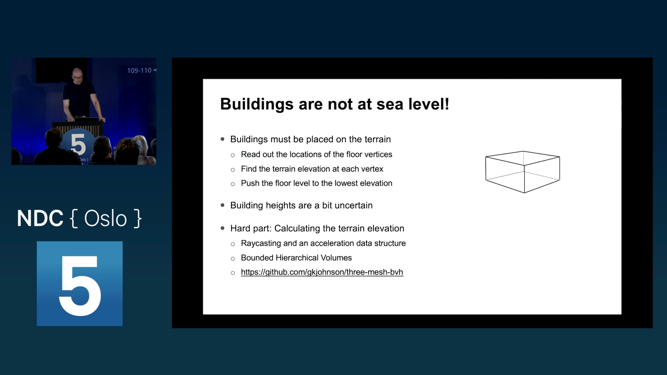Well, we read out the locations of the floor vertices, and we have to look up in the terrain what is the terrain elevation at that point. And then we push the floor level to the lowest elevation, so we don't have any gaps. Basically, we just push the building down into the ground, into the terrain surface, until all of those corners on the floor level are on the terrain level or below it. That's a normal way of doing it.